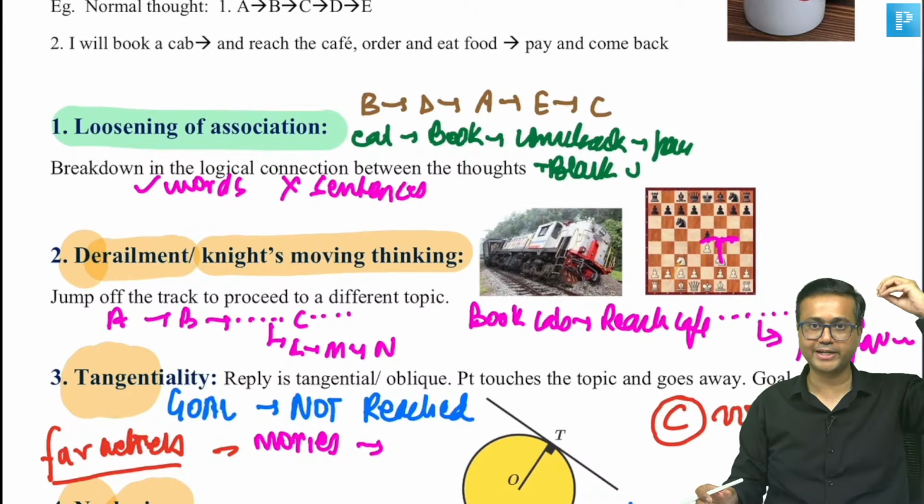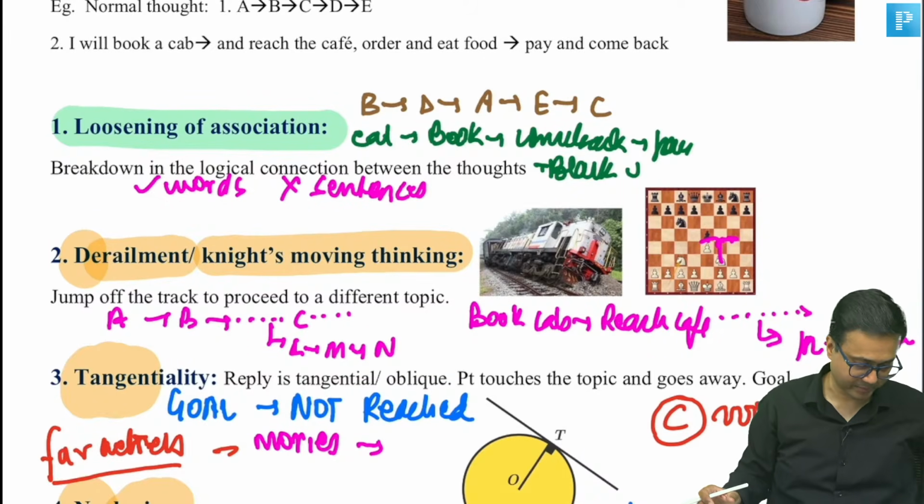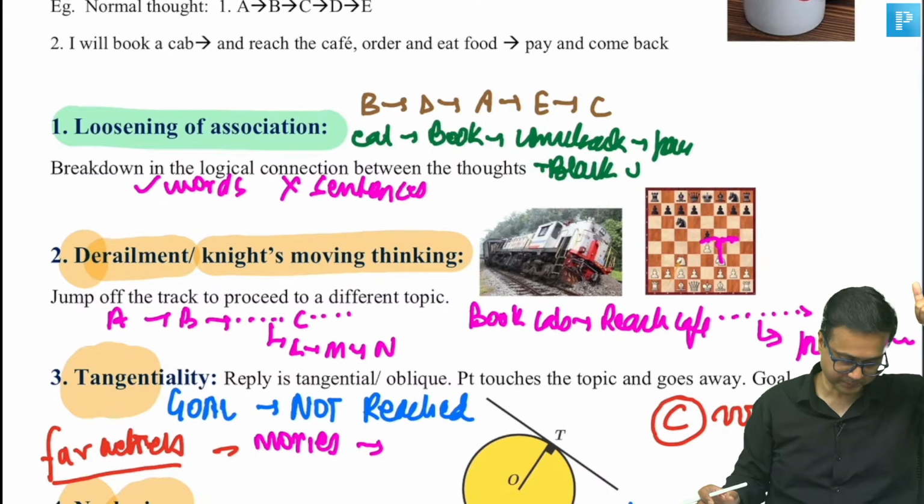That means in the mind, what problem is there? The association between the thoughts has loosened up. Is it clear to everyone?